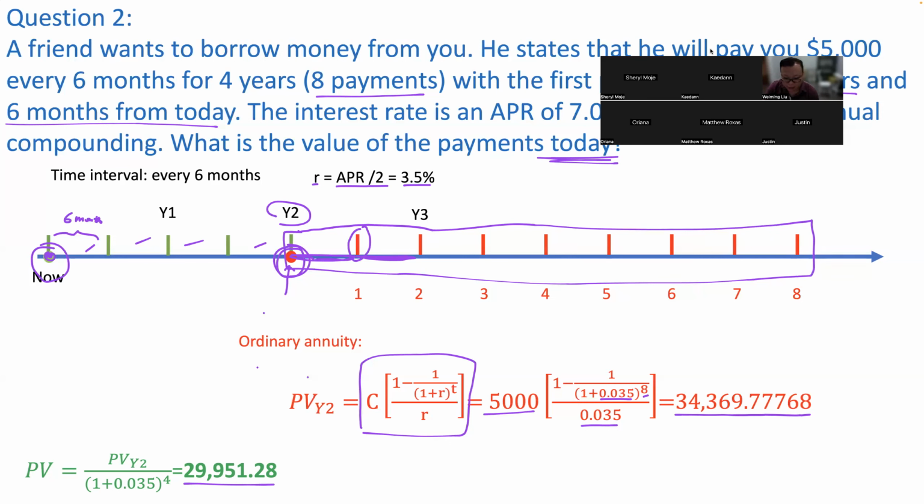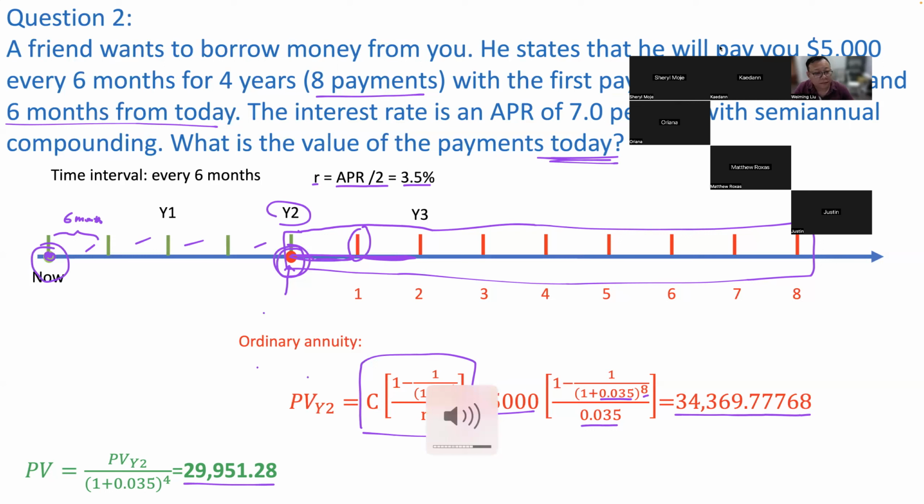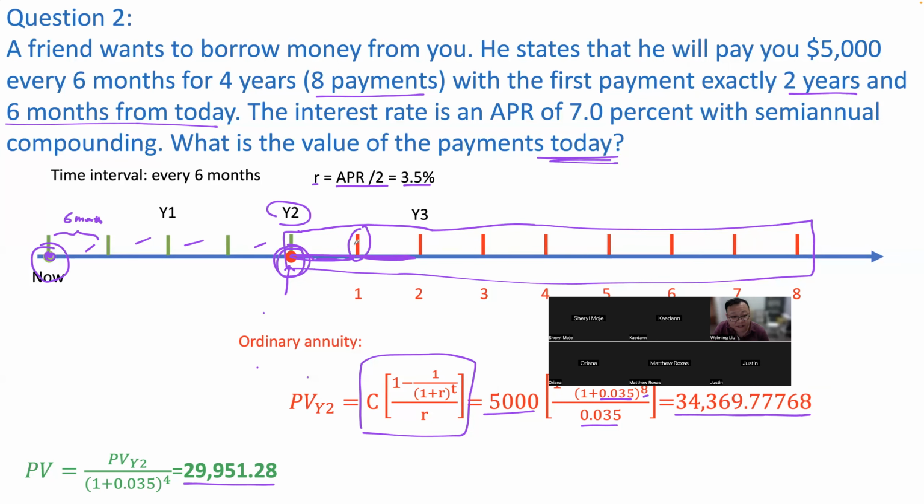Can I ask a question? Yes, please. I'm just confused about, it says with the first payment exactly 2 years and 6 months from today. So I'm thinking the 2 years is 4 and then the 6 months added, so it should be 5. Okay, so you are saying that the first payment happened at the 5th time interval. That is correct. But I'm just confused why we use 4 on the interval. Okay, let me think.